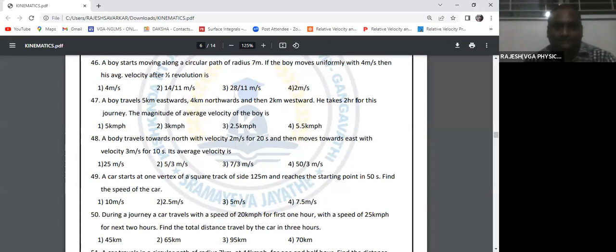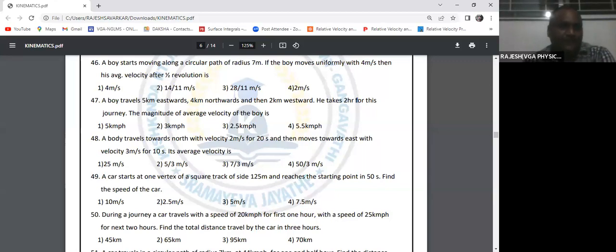Next 47. A boy travels 5 kilometers eastwards, 4 kilometers northwards, and then 2 kilometers westward. It takes 2 hours for this journey. The magnitude of average velocity of the boy is. So time is given. I need to find displacement. How to find displacement? I can take the help of vectors.